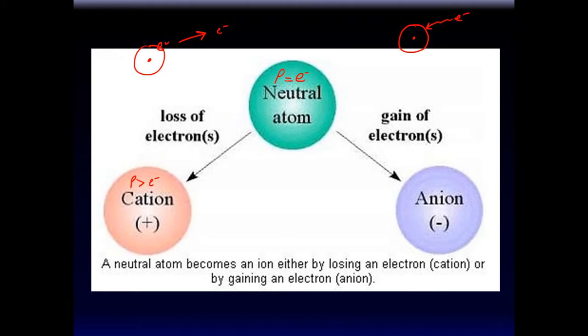When an atom becomes positive, it's no longer called an atom per se. It's called a cation. When an atom loses or gains an electron, it's no longer called an atom. It's called an ion. So these are both ions. A positive ion is called a cation. A negative ion is called an anion.